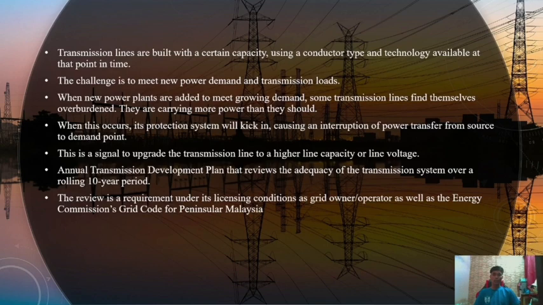There is an annual transmission development plan that reviews the adequacy of the transmission system over a rolling 10-year period. The review is a requirement under its licensing conditions as grid owner or operator, as well as the Energy Commission's grid code for Peninsular Malaysia.